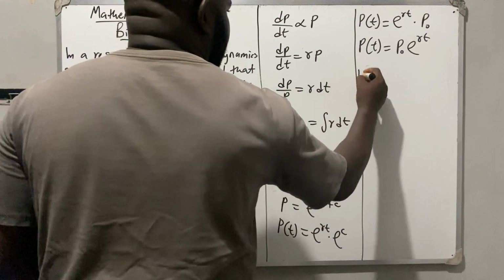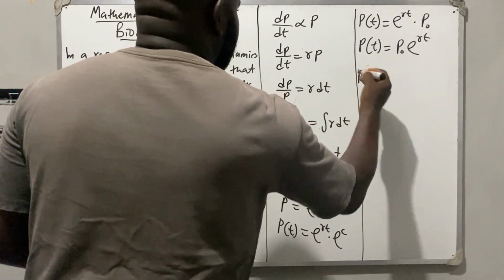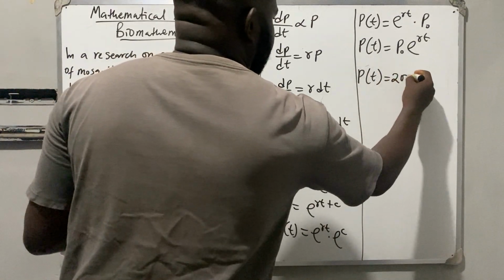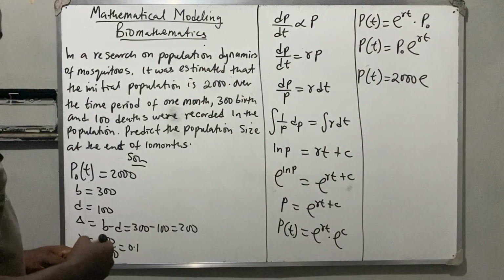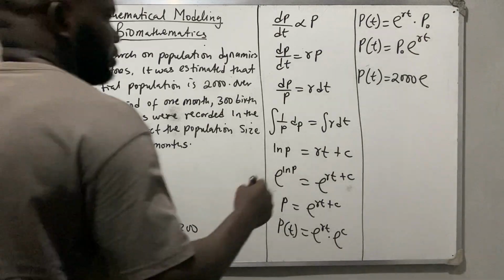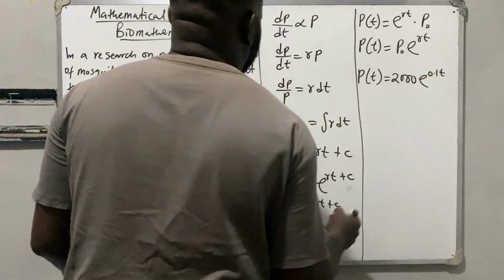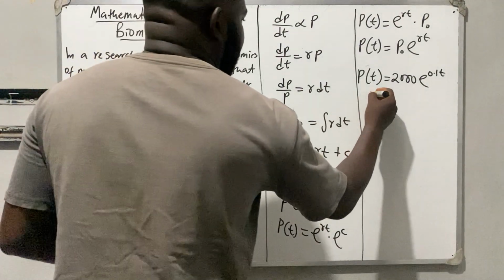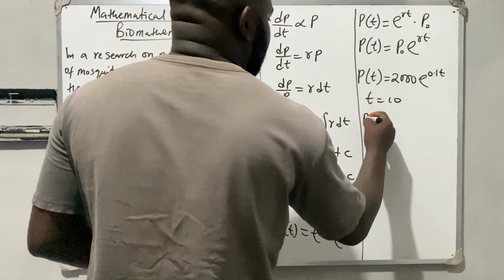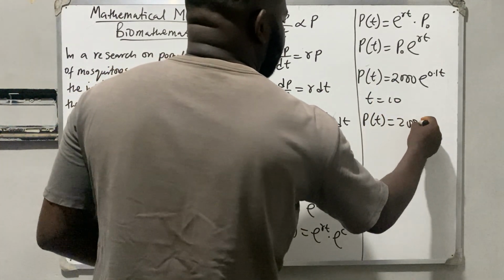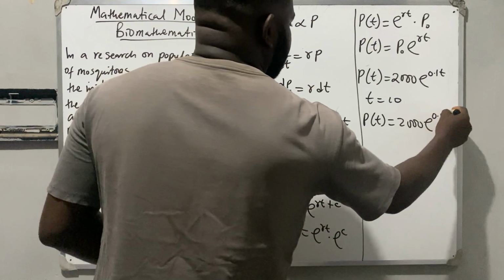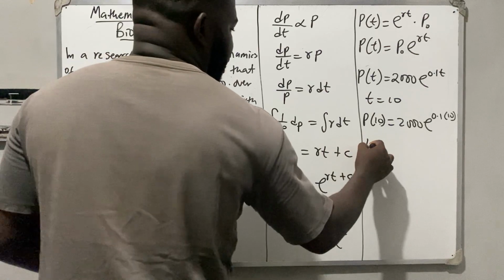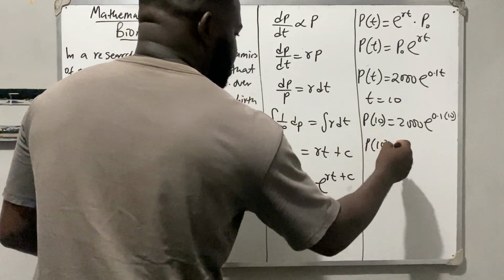So to get the current population, it will be the initial population, which is 2,000, multiplied by exponential of rt. Our r is 0.1, then t. Now they say we should calculate the size at 10 months. The 10th month, that is t, will be equal to 10. So P of t will be equal to 2,000 multiplied by exponential 0.1 times 10, or let me say P of 10 rather.